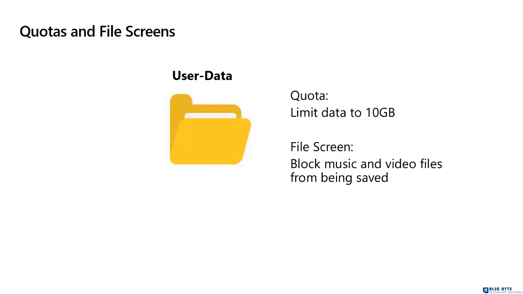In this demo, I'm going to show you quotas and file screens. So the scenario that we want to work through, I have created a folder named user-data, and the requirements for this folder will be to limit the data to 10 gigs that can be saved in that folder, and I also want to block music and video files from being saved into that folder. In our File Server Resource Manager, we can do both of those things.